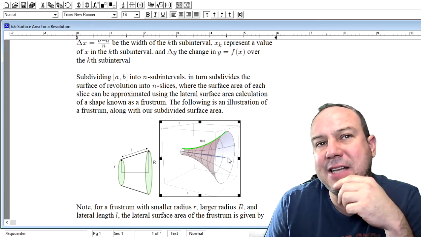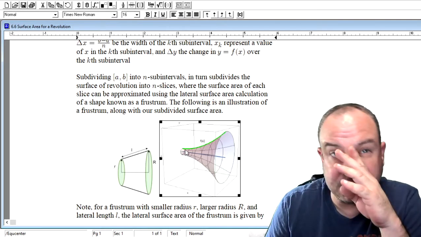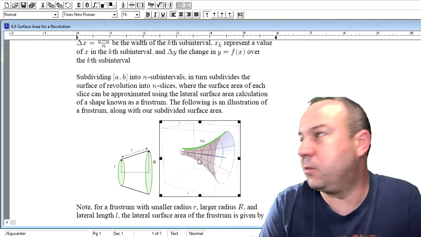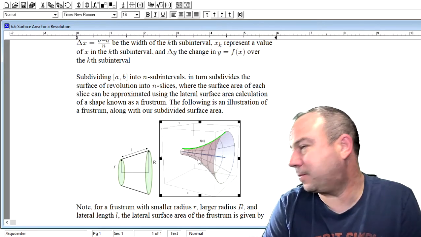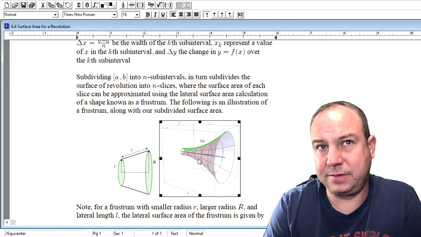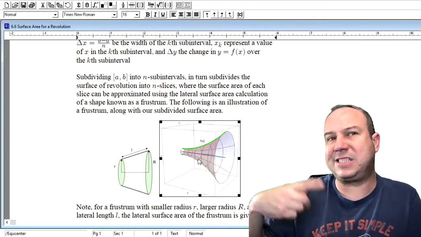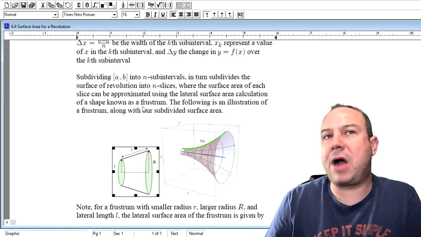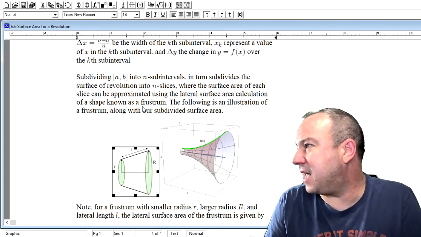We're going to slice up that interval from a to b along that line into n subintervals, which is going to slice up this surface. And you can see those slices here respectively, down here, and those slices have cross-sections that separate themselves in the shape of circles. Take note. But when we think about each of those slices, each one approximates a shape known as a frustum.